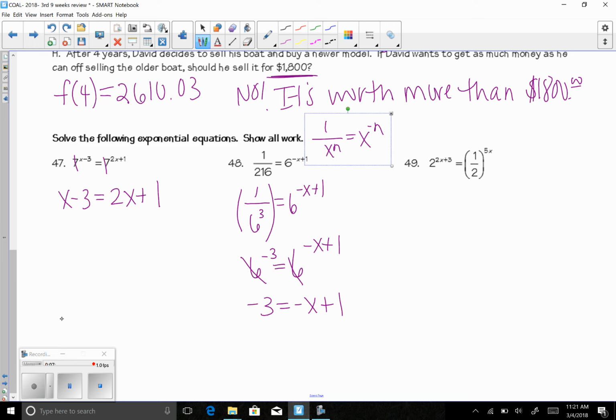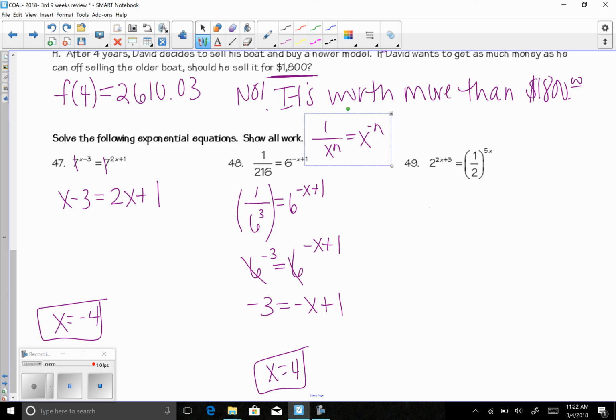The answer for 47 is negative 4. The answer for 48 is 4. Okay, so 49. I have 2 to the 2x plus 3, and I've got this 1 over 2. They both have 2's, but the problem here is this fraction.